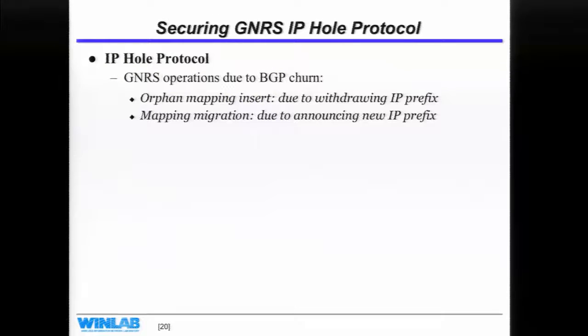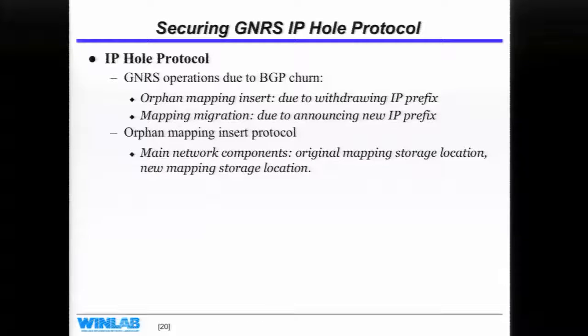The last part of the GNRS security work is the IP hop protocol and its weakness. To cope with the dynamics in the IP space, in GNRS, the IP hop protocol specifies two operations, orphan mapping insert and mapping migration. Actually, these two operations are quite similar. Both of them involve moving mappings from one location to another. So here, let's take a look at the orphan mapping insert, for example.